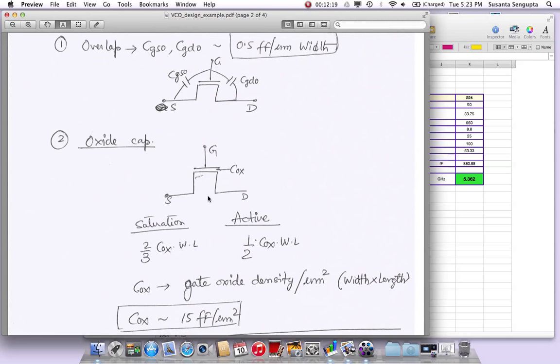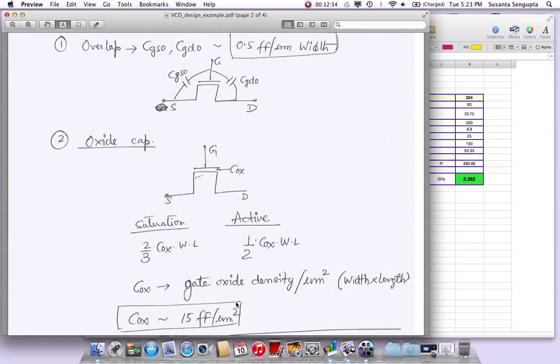That gate oxide is normally specified as a density in micron square. So the total oxide capacitance will be Cox times W times L. That will be the total capacitance. The foundry will specify Cox as a value, and I'm going to use 15 femtofarad per micron square. This is the oxide density, and this value is pretty close. It may not be 15, maybe a little bit here and there, but we'll just use this number for 65 nanometer.